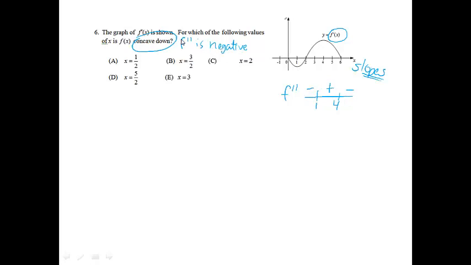Okay, so I would like to know where f double prime is negative. So I'll just look at these. At x equals 1/2, right here, that would work. So I think we found our answer, but let's just check the other ones.